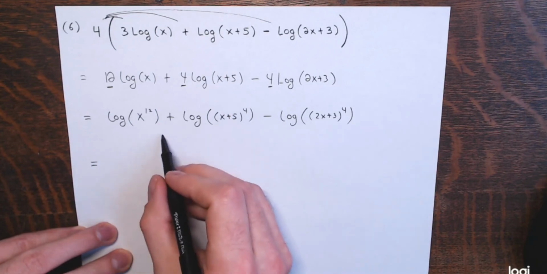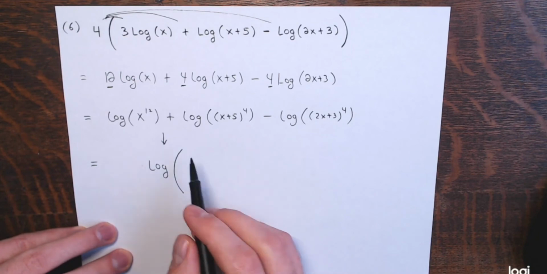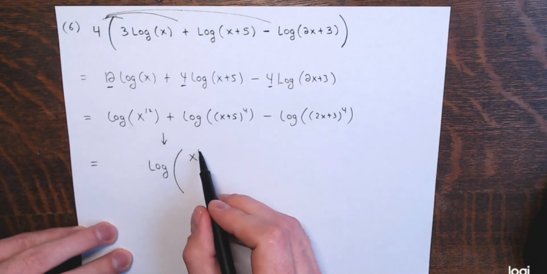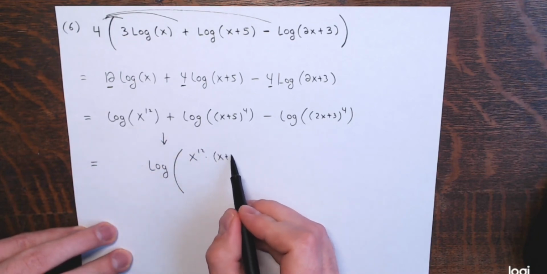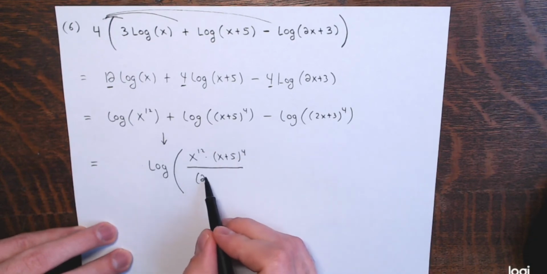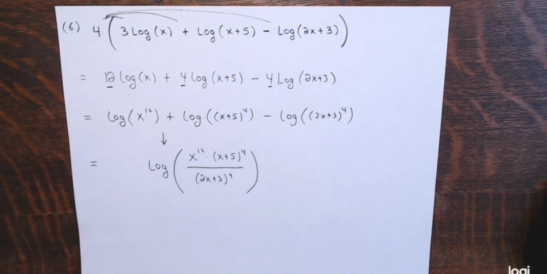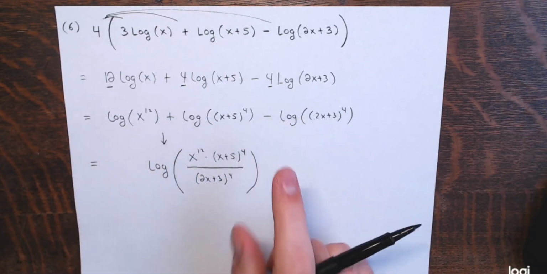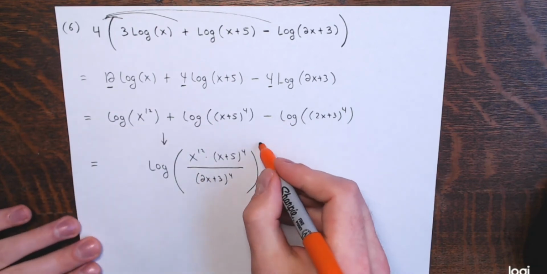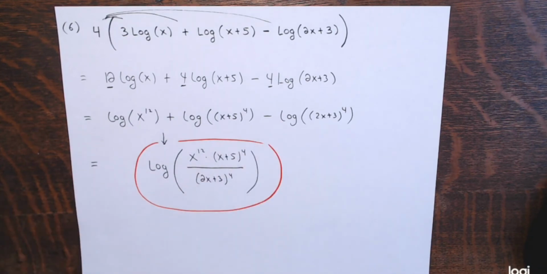So I'll just skip a couple steps here. This will end up being the log of, the numerator will have x to the 12th times x plus 5 to the 4th, and the denominator will have this 2x plus 3 to the fourth. All right. Again, you can do two at a time, but if you see it after a bit of practice, you should hopefully be able to see what's going to go in the numerator and denominator of your final input. And there you go. We have a single log, a condensed expression.